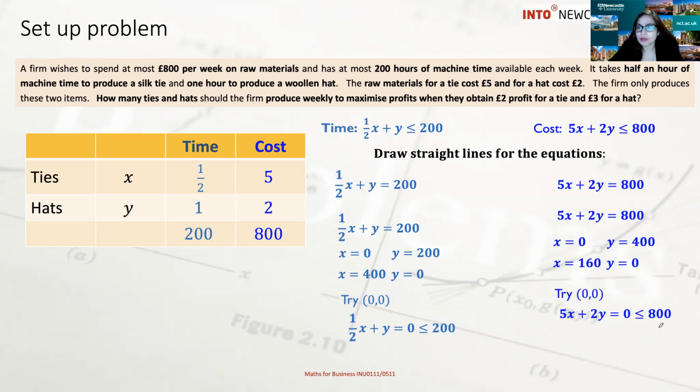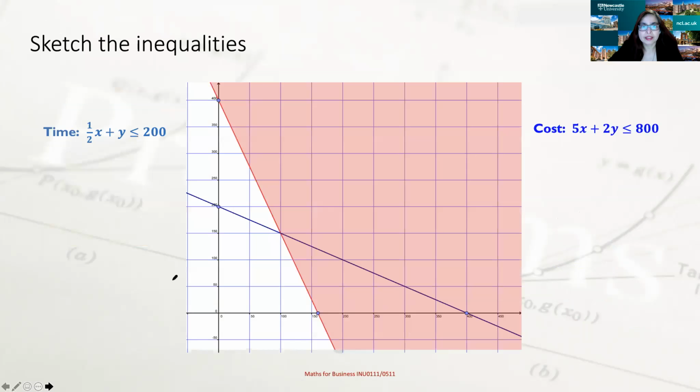And similarly for the other one, 5x plus 2y. Again, you know that 0 is less than 800. It's true. Yeah, just like this is true. So the other side is false. So this is true and that side is false. So you're going to shade the false region, the unwanted region.